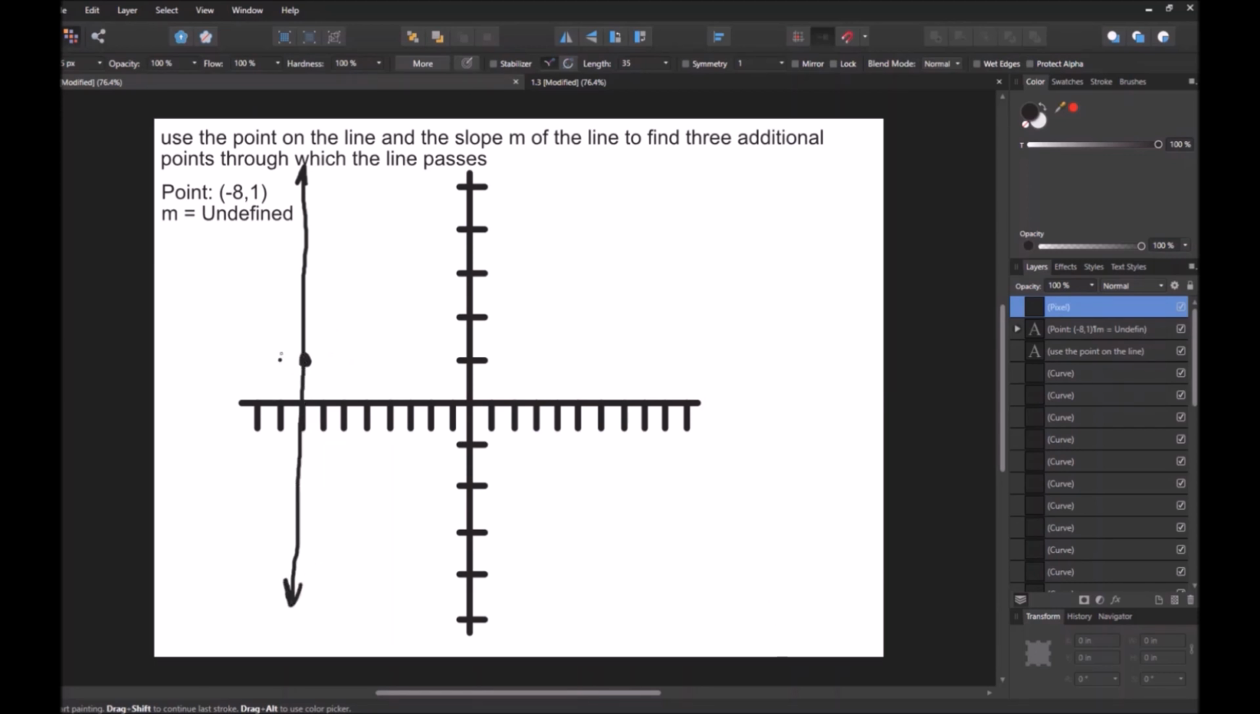So if I'm trying to get three numbers that are part of the solution set, I can go up here, I can go to negative 8 comma 2, I can go down 1, I can go to negative 8 comma 0, and I can even go up 1 from this point. I can go to negative 8 comma 3, and these are all valid answers.